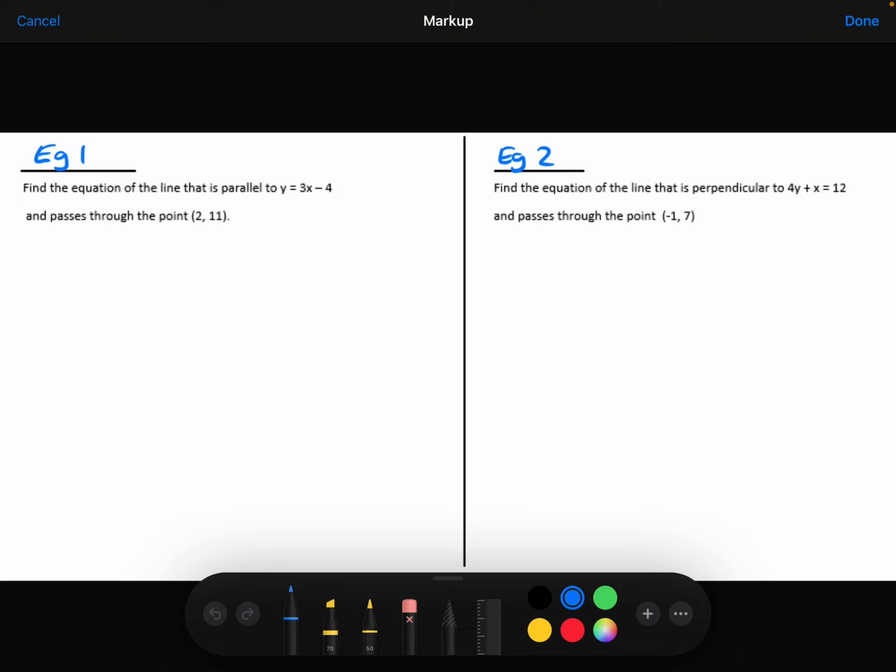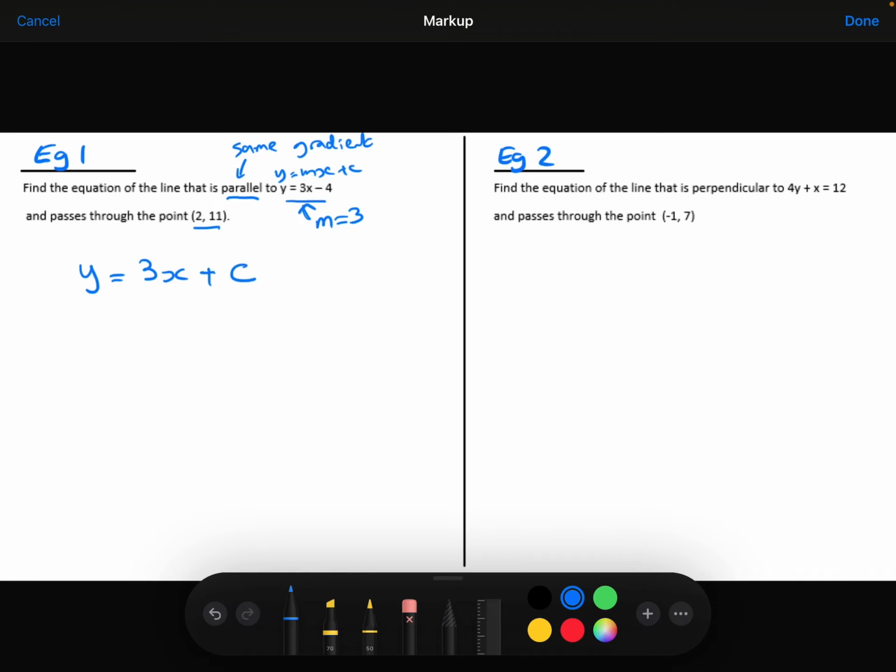Example 1, we need to find the equation of the line that's parallel to y equals 3x minus 4, passing through the point (2, 11). So parallel means same gradient. Now the gradient of the line we've been given is 3. Remember, y equals mx plus c. So the gradient of that line is 3. Which means the line that I want will also have a gradient of 3. So it will be y equals 3x plus something.